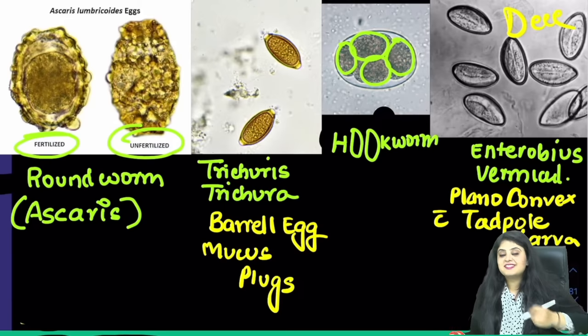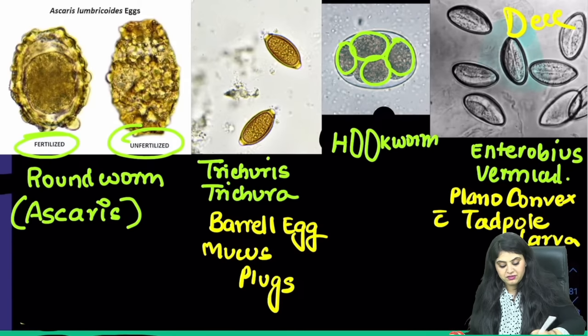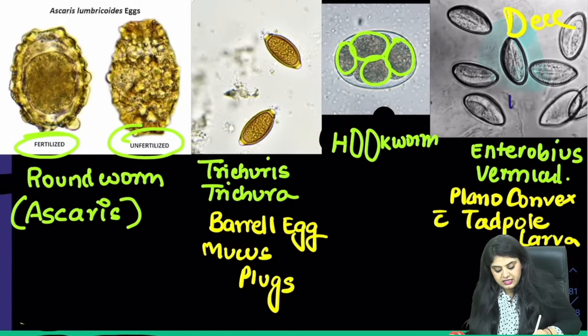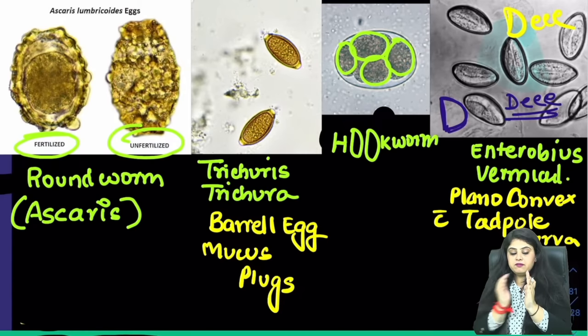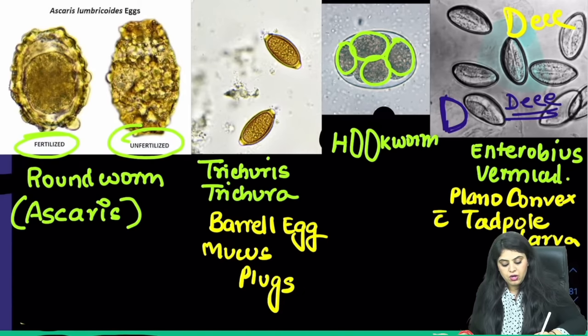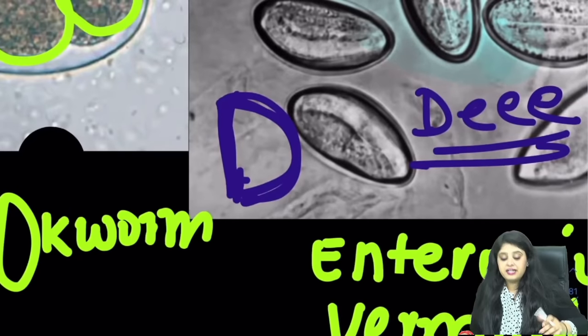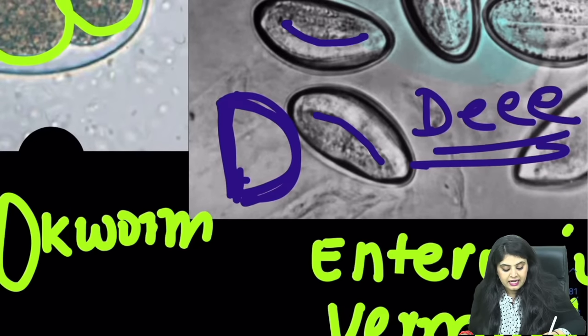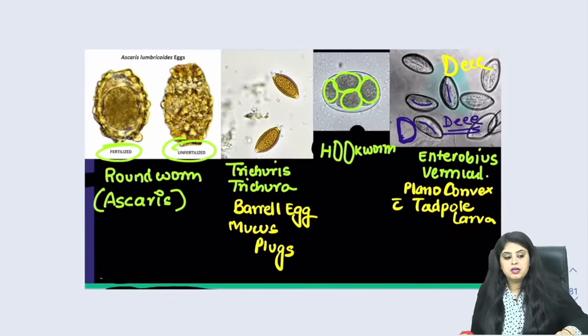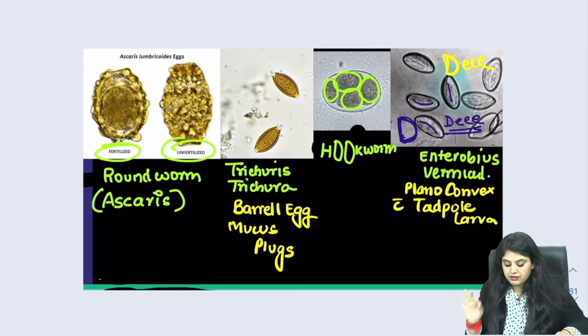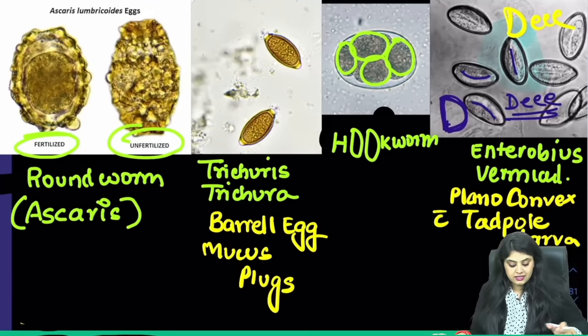But yeah, this is the cycle, and this is the egg of Enterobius vermicularis, which is going to be D shape egg. So D means it is plano convex. One side is plain, one side is convex. So plano convex egg, and if you see inside it, you will see one line. That line is the classical tadpole larva. So remember, it's going to show you a D with tadpole larva. Theek hai, eggs ho gaya.